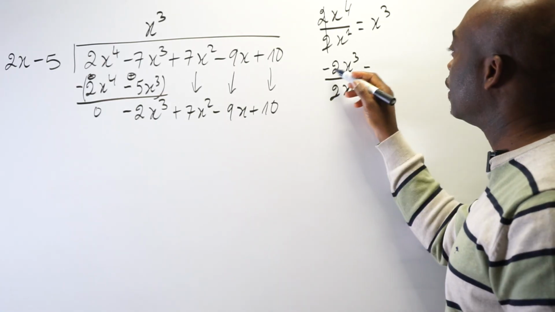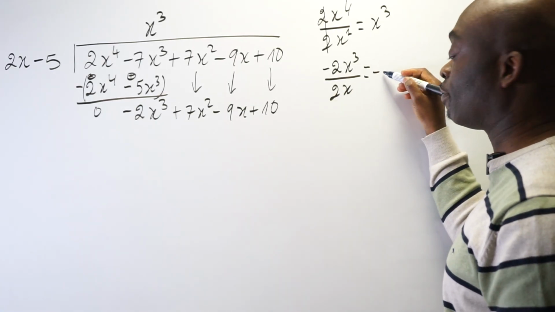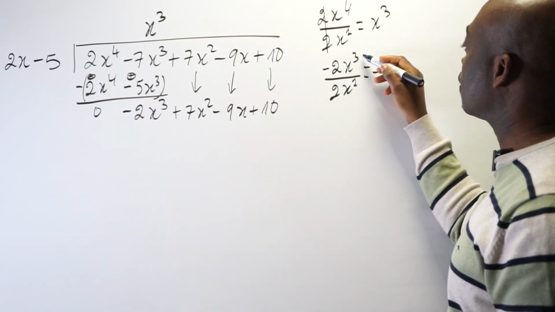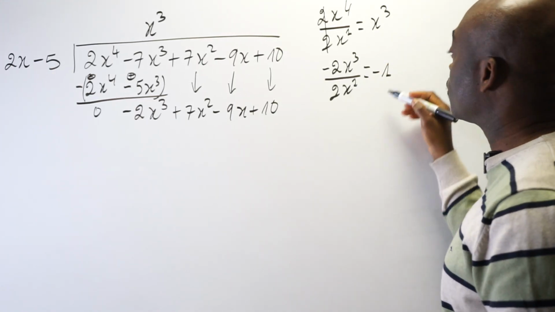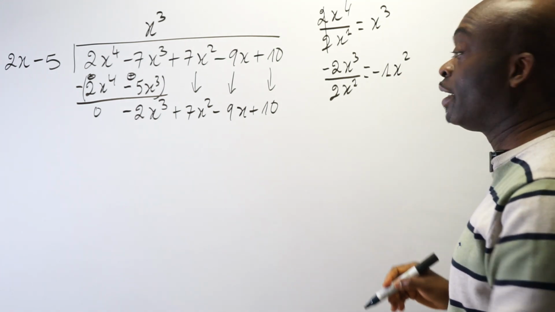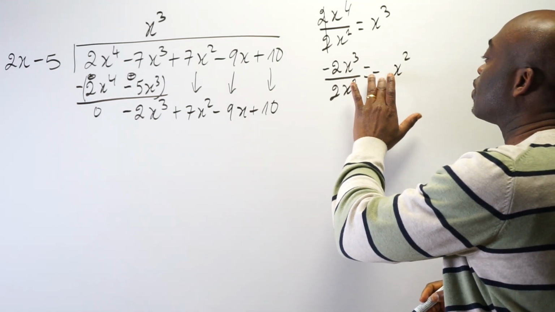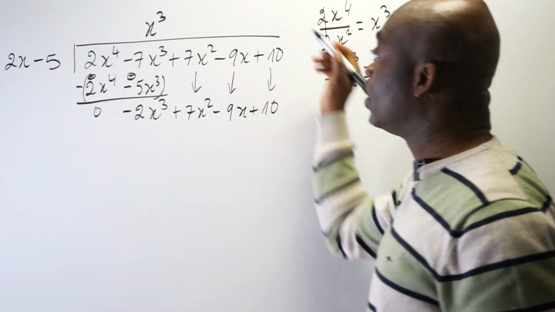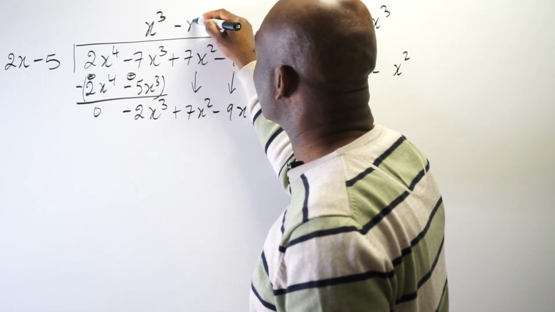What are we going to get? Negative 2 divided by 2 is negative 1, right? Then x to the third divided by x to the first, subtract, so that gives you x to the second, okay? So this one, you don't need a 1. That's what I meant. All right, so you have negative x to the second power. So where does it go? Right over here, negative x to the second power.